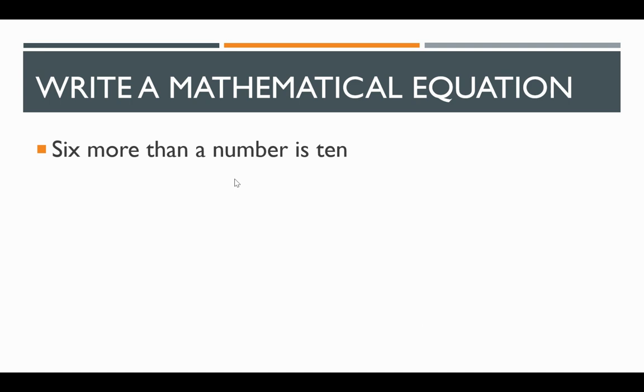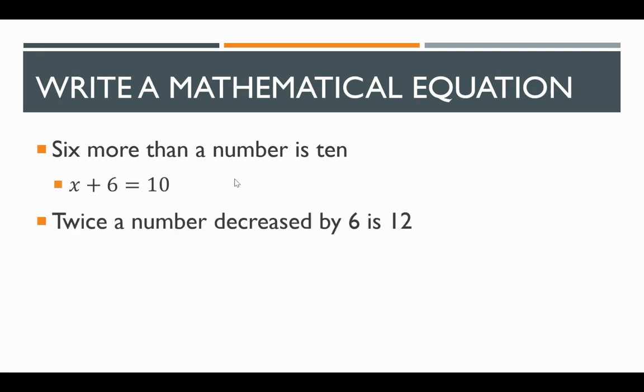So 6 more than a number is 10. So we're going to use the letter x again for number. X plus 6 equals 10. Twice a number decreased by 6 is 12. Twice a number is 2x. Decreased by 6 is going to be minus 6, and that's going to be equal to 12.